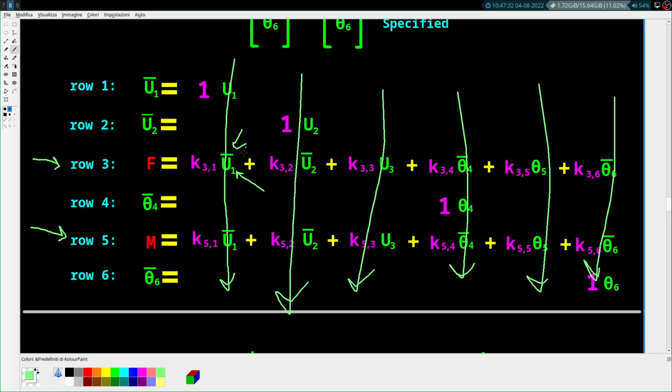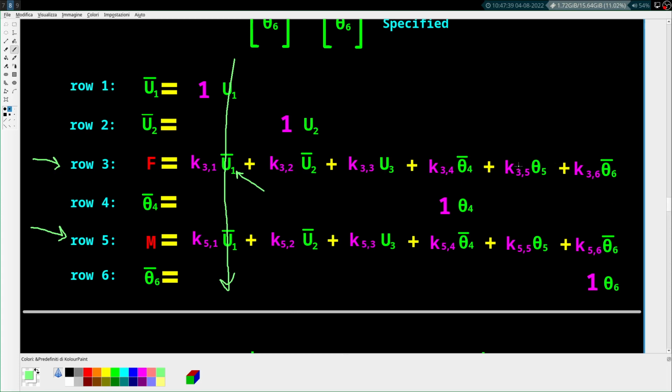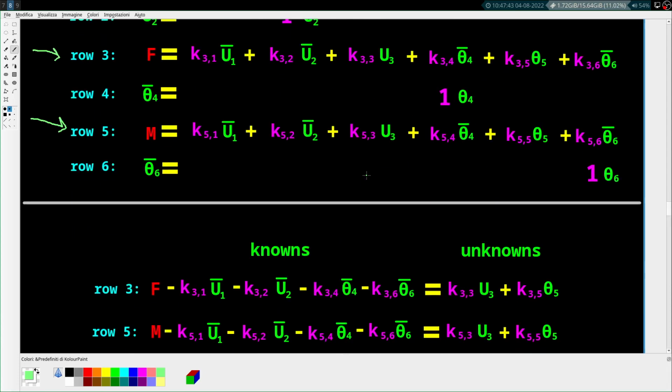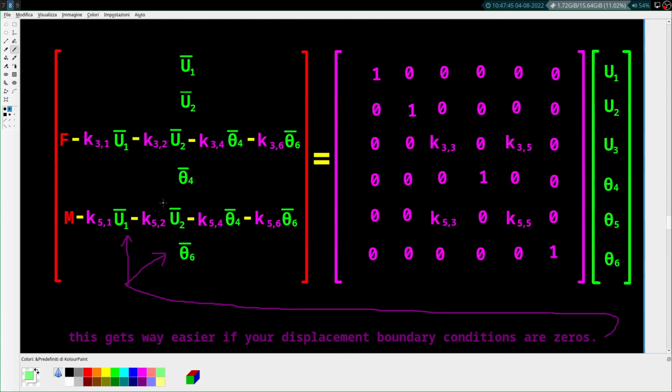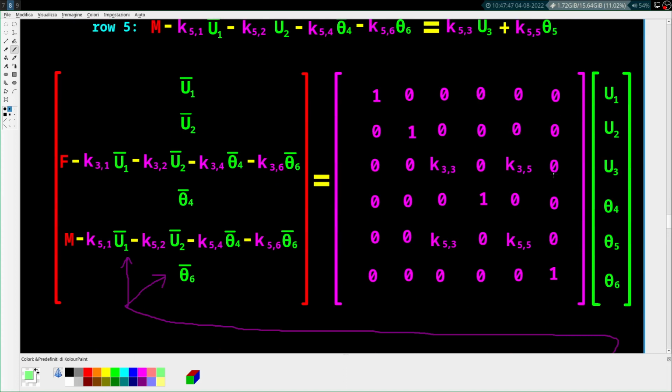You don't have to have U1 there, just have a U bar. Have a value there. Same thing with U2 and theta 4 and theta 6. Plug in the bar versions of these values. And then, because we always want to have the knowns on the left-hand side and the unknowns on the right-hand side, here's how that matrix would take shape. So you can see, this is like the takeaway.